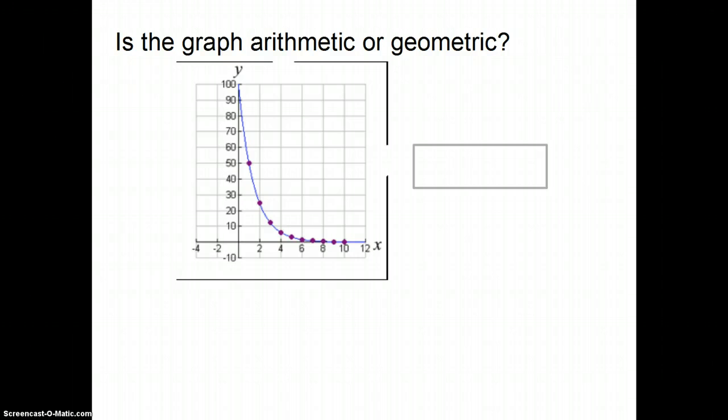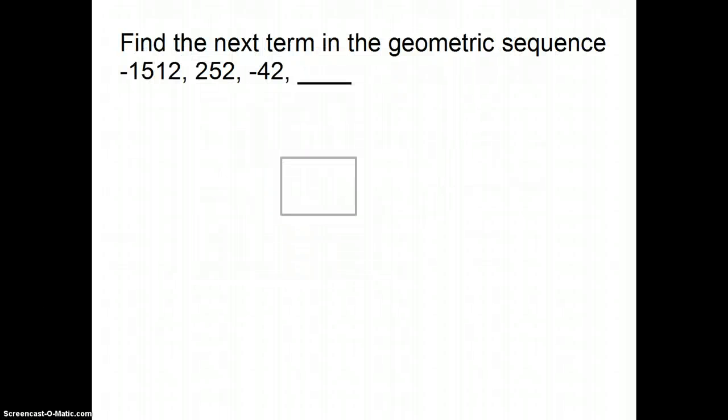Is the graph arithmetic or geometric? Well, it's definitely not a straight line, so it's definitely not arithmetic. This is geometric. And that's it. Find the next term in the geometric sequence. You know it's geometric, therefore it is timesing or dividing. The numbers are getting smaller, so I'm going to say divide.